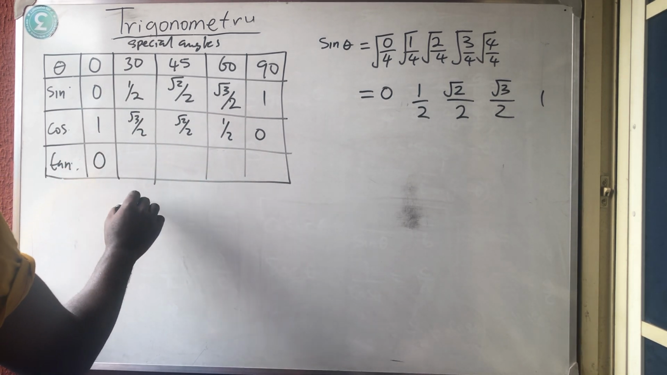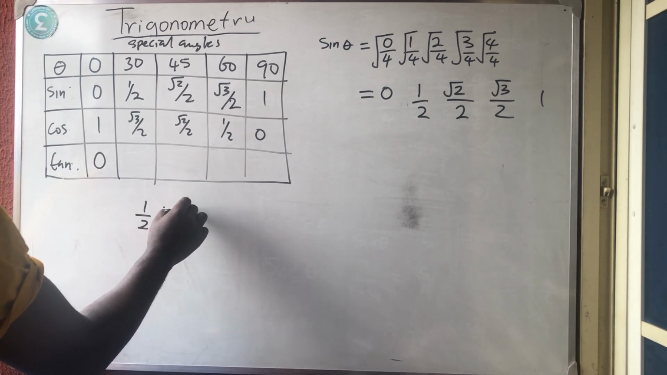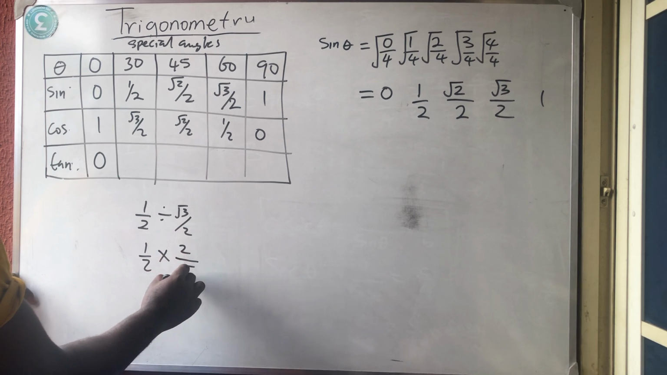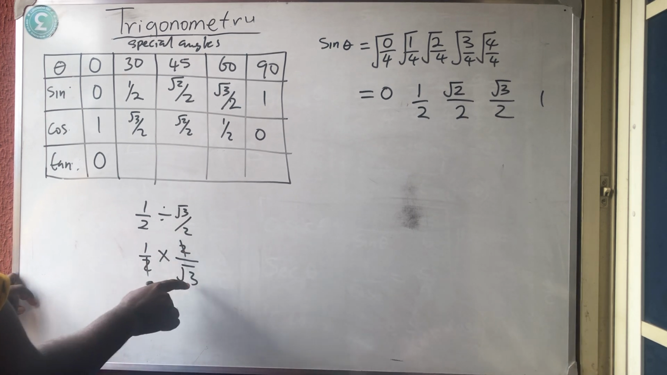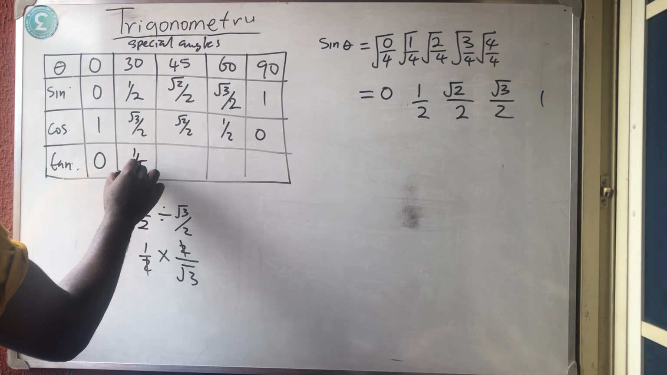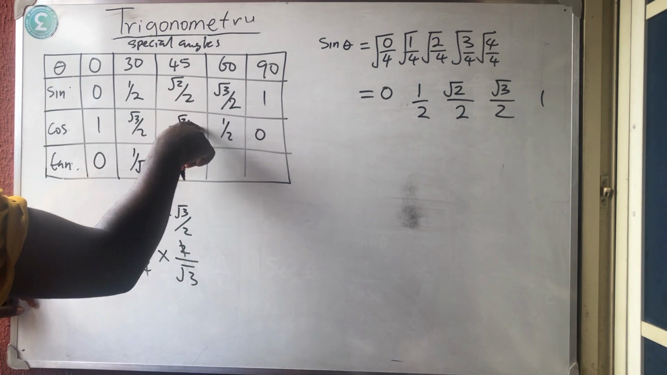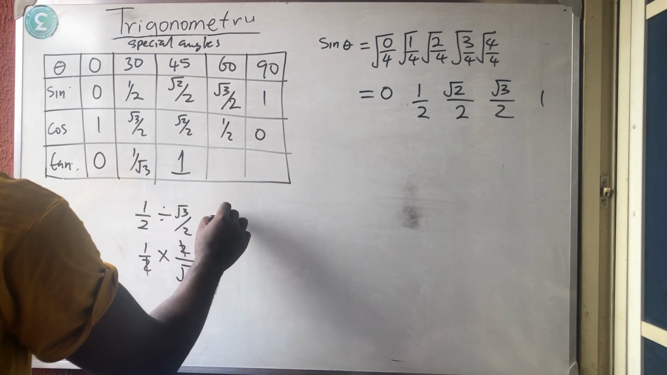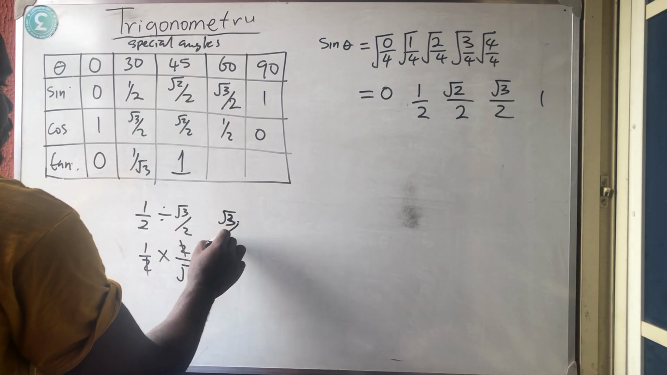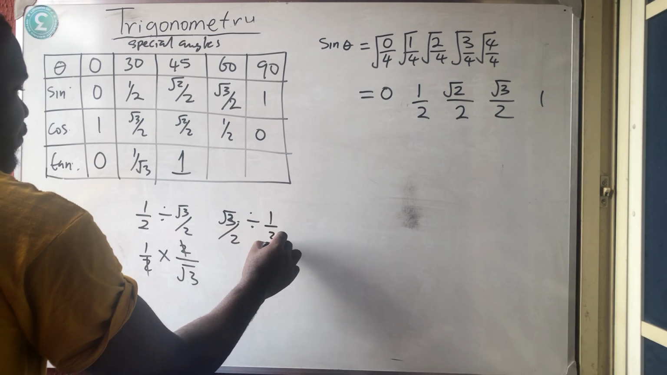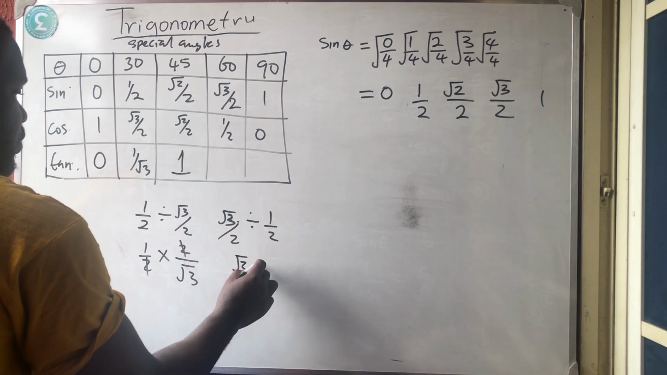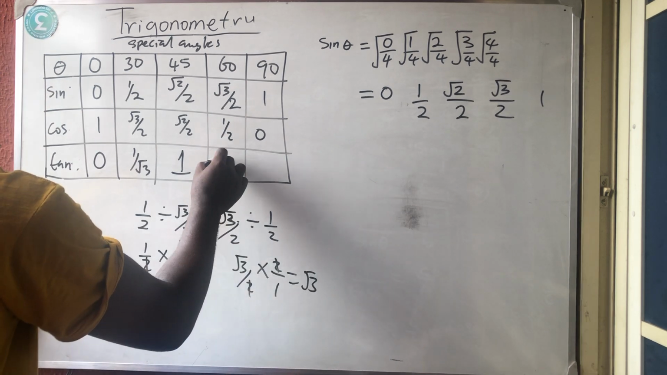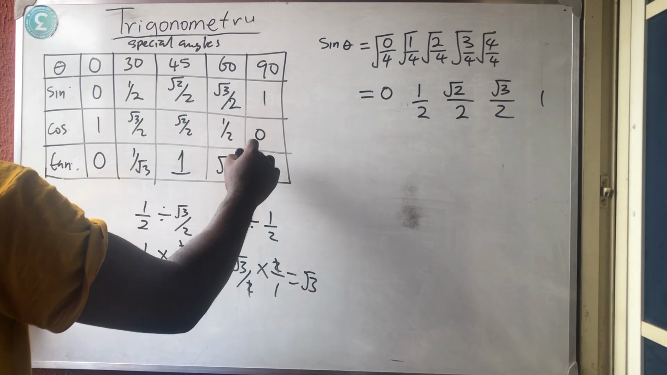That is 1 over 2 divided by root 3 over 2, which is 1 over 2 times 2 over root 3. So this will cancel this, so I'm having 1 over root 3. Now, when something divides itself, the answer is 1. So root 3 over 2 divided by 1 over 2 is root 3 over 2 times 2 over 1. This cancels this, which gives me root 3. Now, 1 divided by 0 is undefined.